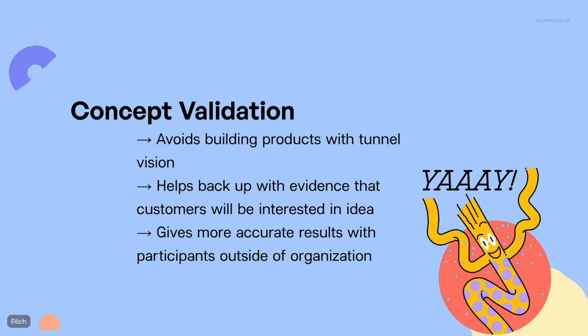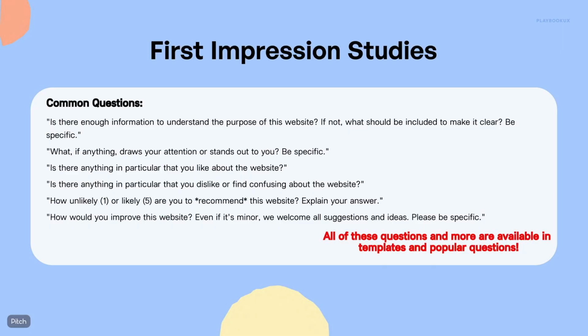So how do you test concept validation? Well, the most common way to test is through first impression studies with prototypes. You can provide the participant with a low-fidelity prototype with information on how the concept would work if built, and have the participants speak their thoughts out loud as they move through it.